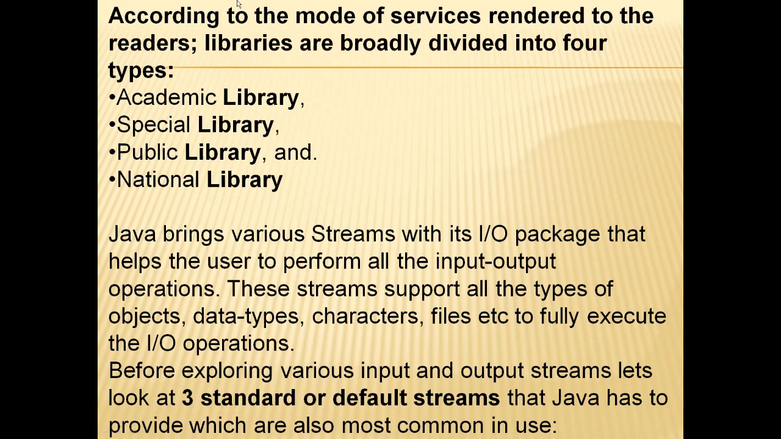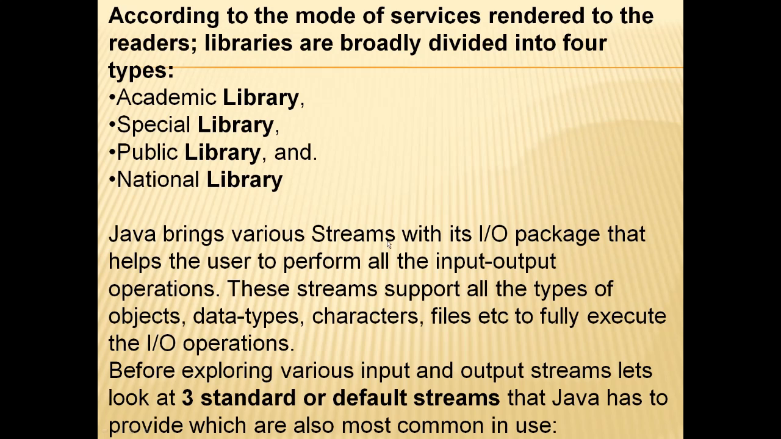According to the mode of services rendered to the readers, libraries are broadly divided into four types. Academic library, which is related to academic study purposes. Special library, these are related to a specific task. Public library, these libraries support making programs publicly available. National libraries, these are secure libraries which are used for nationals only, for a particular country.